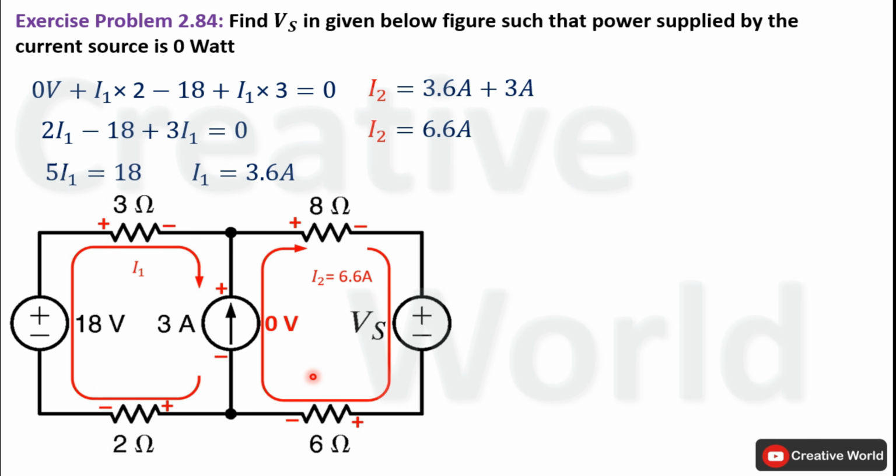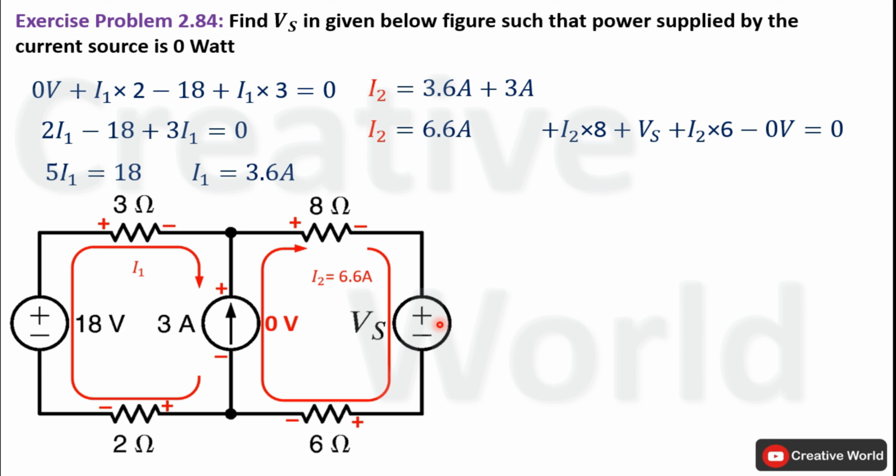Now we have to calculate the value of Vs. For that purpose, we will apply Kirchhoff's voltage law inside this loop. Current through this loop is 6.6 ampere which is flowing in clockwise direction. According to the direction of current, polarity notations are marked with these two resistances. Now write the KVL equation of this closed loop. Start from here. Current entering terminal is positive, so the product of I2 and 8 ohm will be taken with positive sign.